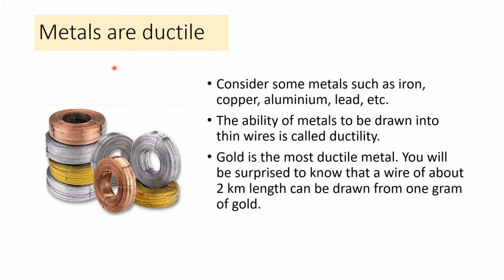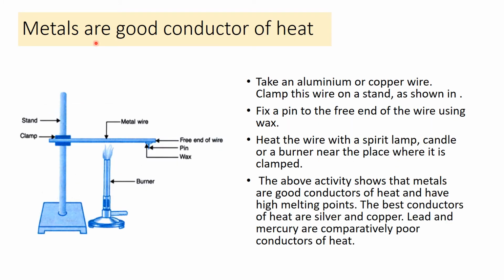So we can say metals are ductile. Next is metals are good conductor of heat. This is an activity to prove that metals are good conductor of heat. Though you all know that we have the cookware of metal, and why do we use these cookware? Because metals are good conductor of heat. So our food can cook easily in less time.